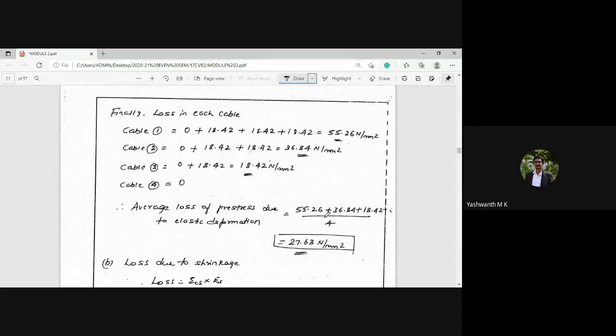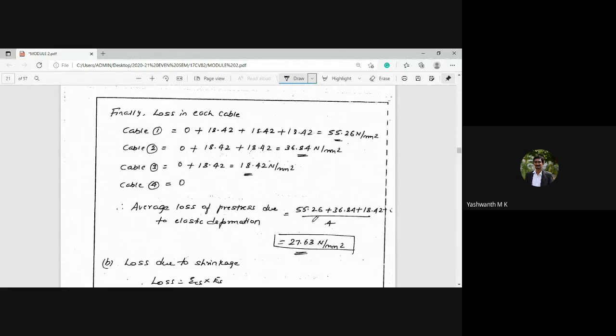So that will be what I can say, the loss of pre-stress due to elastic deformation, because so many losses will be there in cable 1, cable 2, cable 3. So that's why I'm going to consider the average loss. That is 55.26 plus 36.84 plus 18.42 plus 0 divided by 4 will get you the average loss of pre-stress due to elastic deformation. So hope you understood this problem.